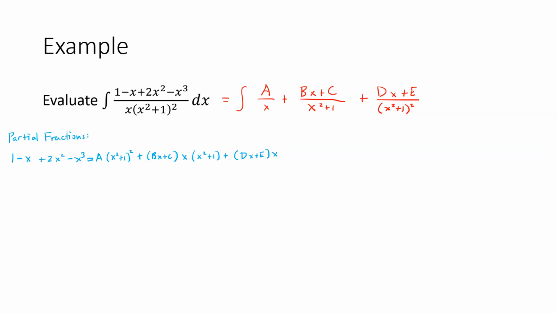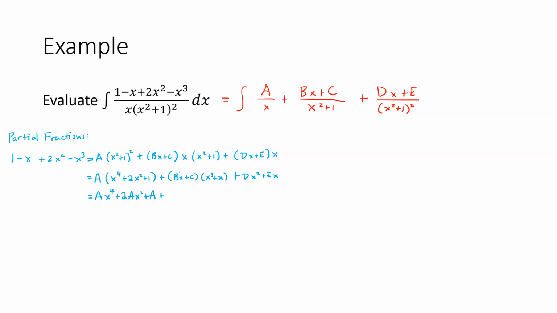Okay, so we'll use the trick that we did before where we're going to expand everything out here on the right hand side now. So this will involve a little bit of foiling. x squared plus 1 squared becomes x to the 4th plus 2x squared plus 1. Here, before I FOIL, I'm going to distribute the x into one of these here, so it'll be Bx plus C times x cubed plus x. And then here we'll have Dx squared plus Ex. Then I will distribute the A in this one here, so we've got Ax to the 4th plus 2Ax squared plus A.